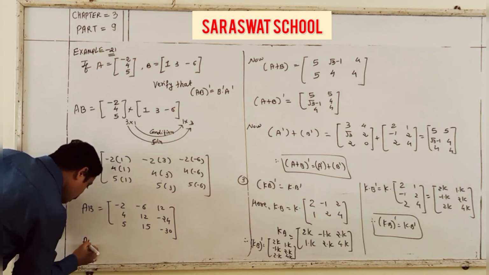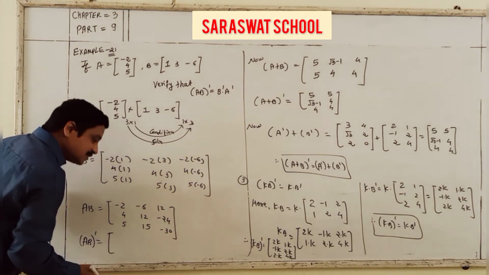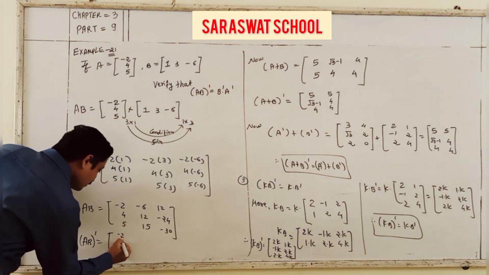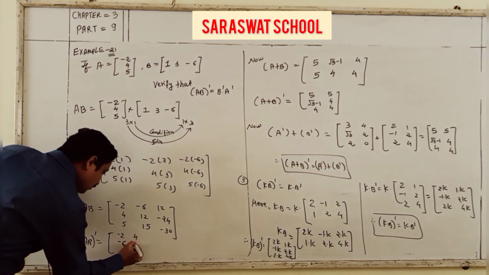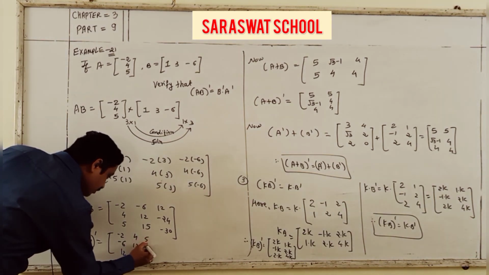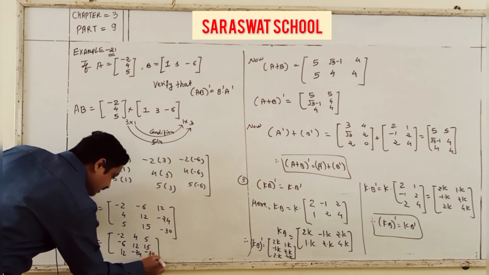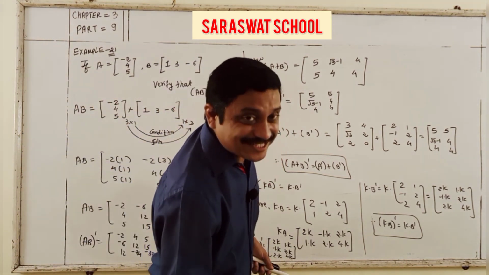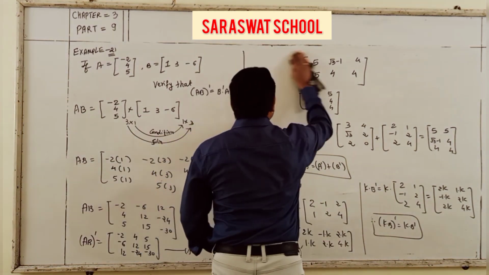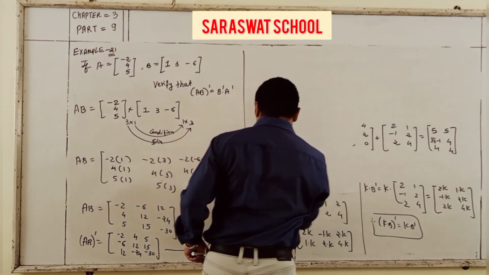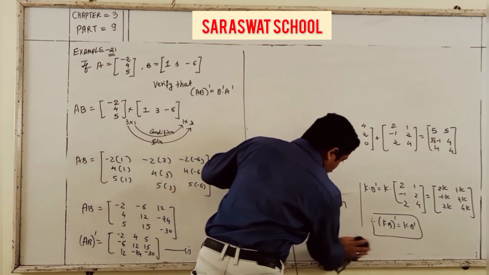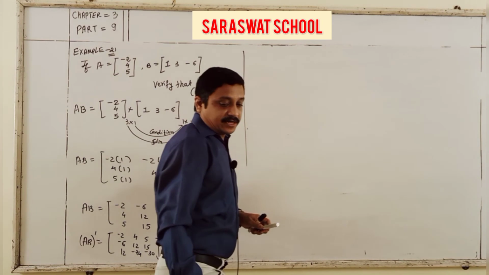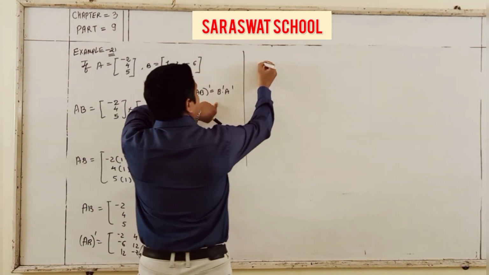Now going to AB dash means make its transpose. So this: minus 2, minus 6, 12, 4, 12, minus 24, 5, 15 and minus 30. Here I will take this as statement 1. Now I start the RHS. Very easy in the RHS portion. But in the RHS, check what is your proof?